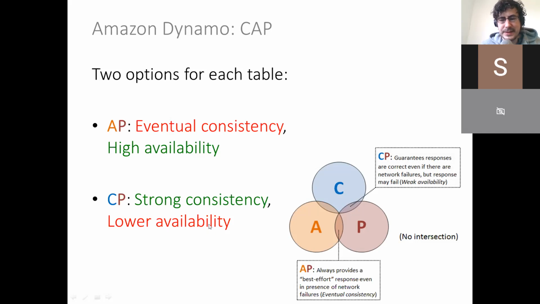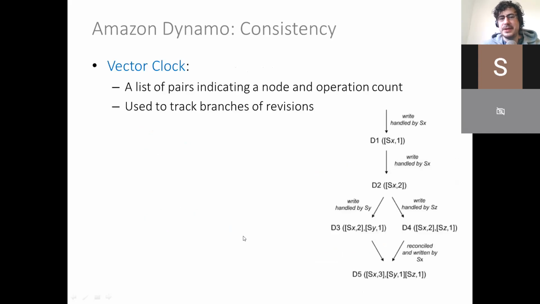In terms of consistency and how it can be implemented specifically in a NoSQL or distributed system, we have the notion of a vector clock. We have two or three different techniques that we can use to make sure we have consistency. The first is a vector clock, which is a list of pairs indicating a node, a server or a machine in the distributed system, and an operation count, how many times that machine has operated on that object. And this can be used to track branches of revisions.